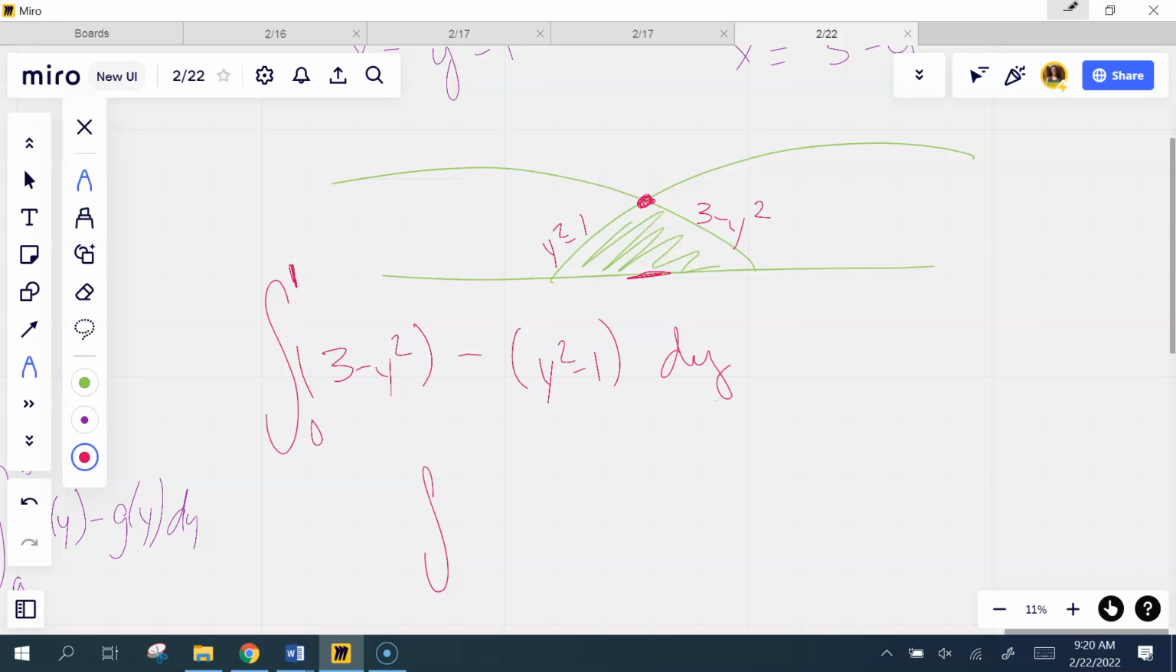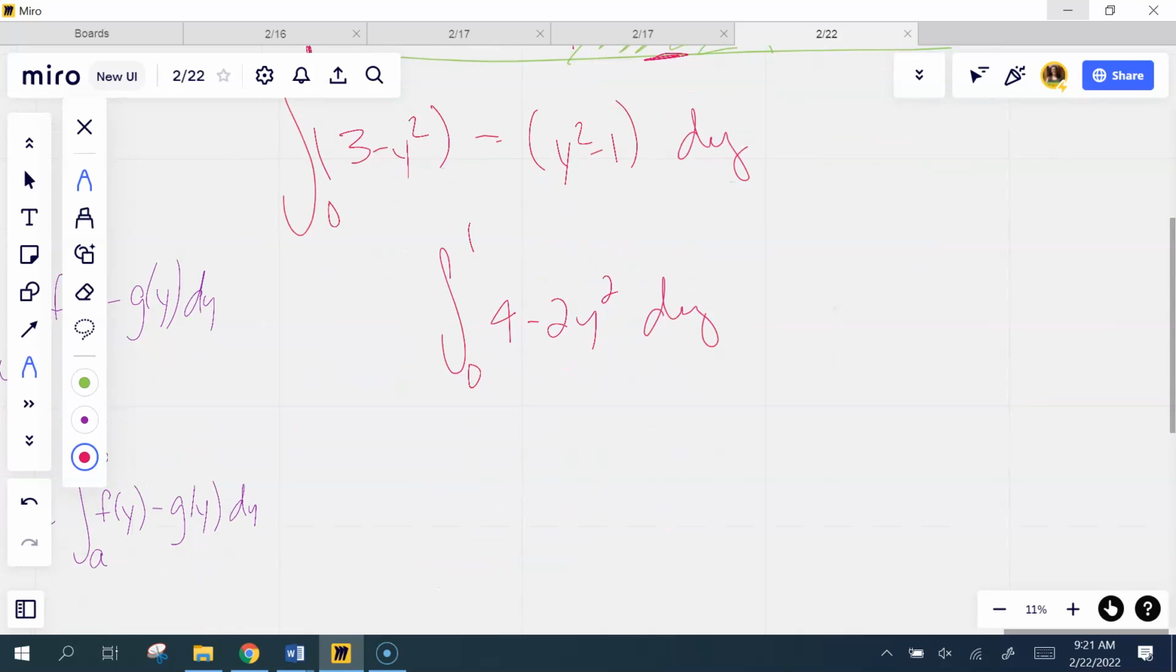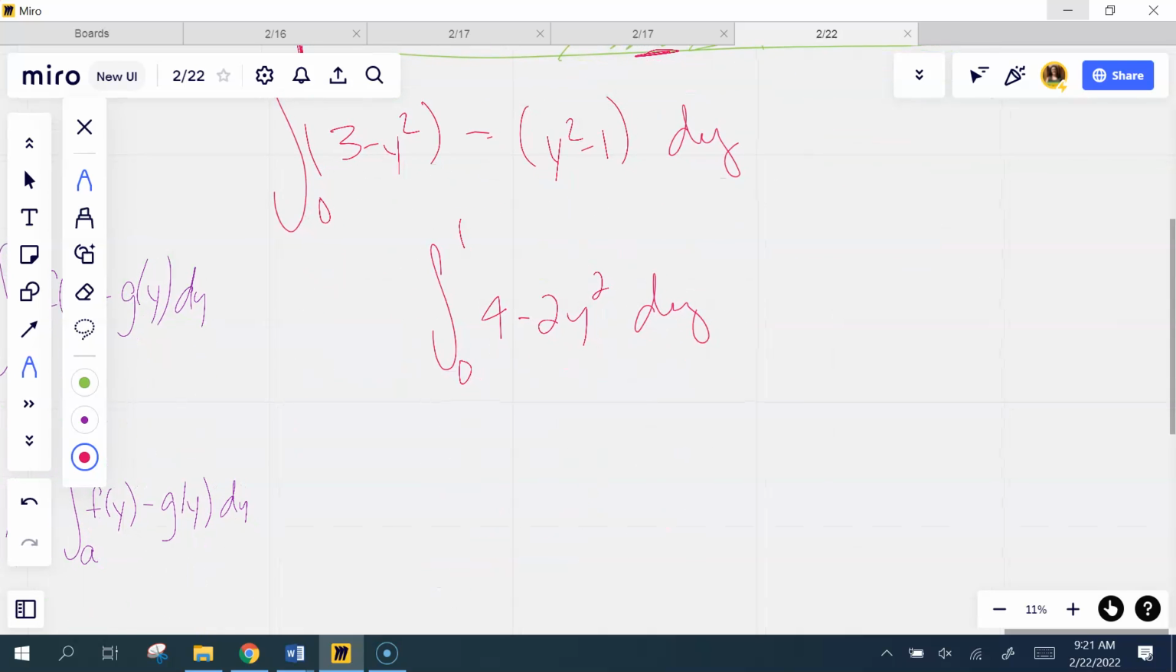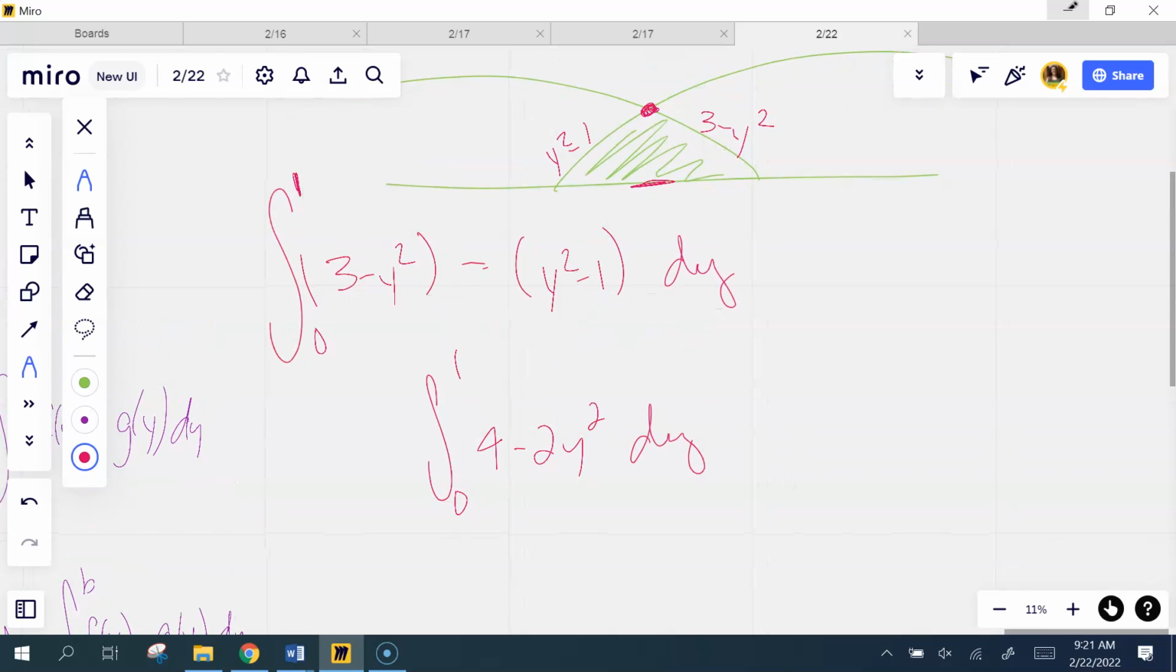The y values, yes. So I'm going from 0 to 1. 3 minus negative 1 would be 4. Negative y squared minus y squared would be minus 2y squared, dy. You said no, the answer is like 7.542. Oh, it's not actually 1. Okay, so it's 1 point what?